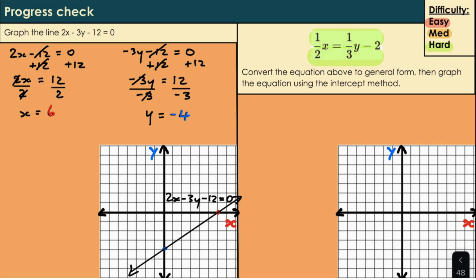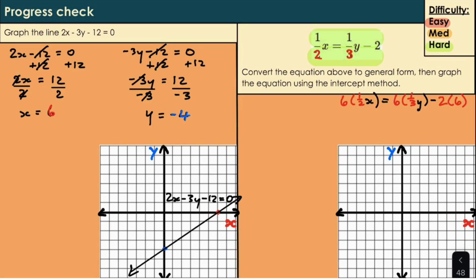Last question. Convert the equation above to general form, then graph the equation using the intercept method. First up, we remember in general form, the x and y terms and the constant must be integers. That means we cannot have fractions. So we look at our fraction values. We see a denominator of 2, a denominator of 3. What is a common multiple of 2 and 3? 6. So we can multiply all terms in that equation by 6.